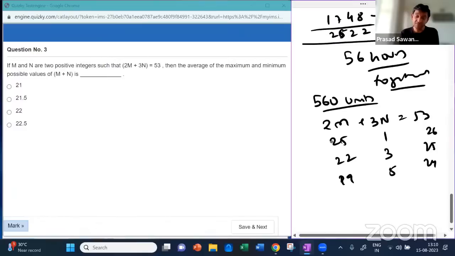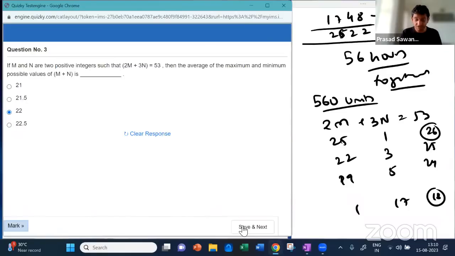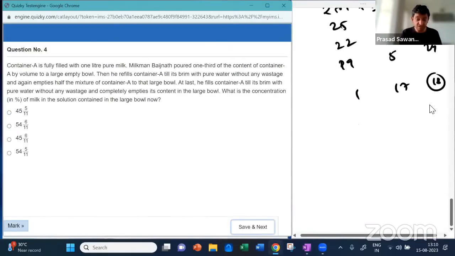The lowest number will be when you have 17 here, 3 17s are 51 and 2 1s are 2. So 18 will be the minimum. So average of the maximum and the minimum possible values: 26 plus 18, 44, by 2 will be 22, I believe. Okay, I hope I'm not making a silly mistake.